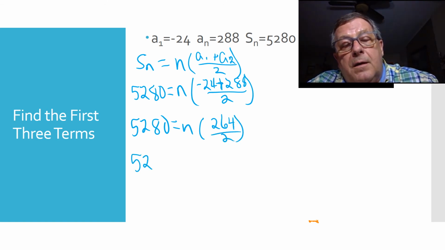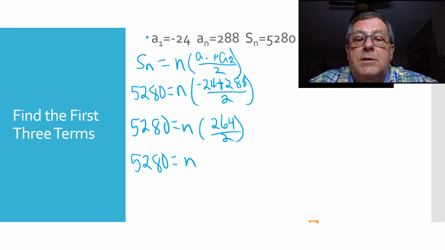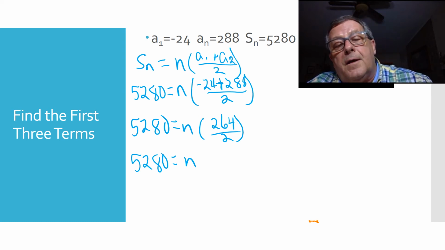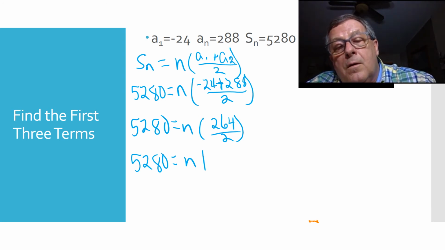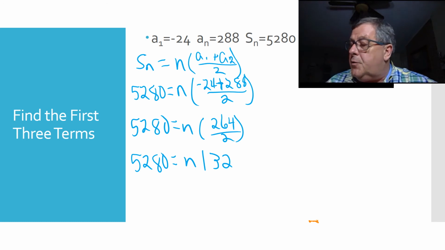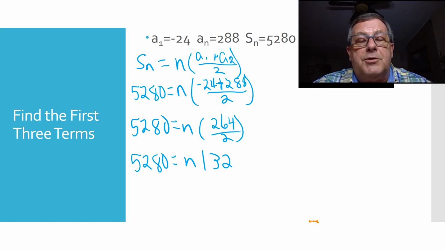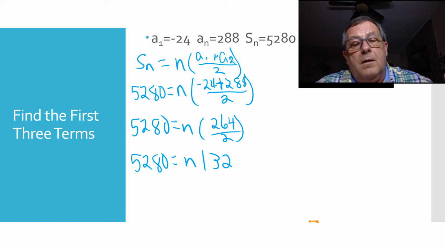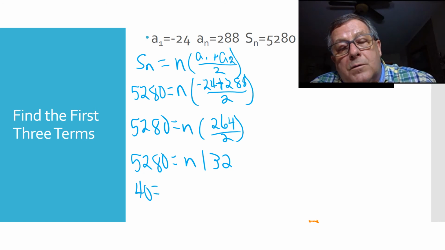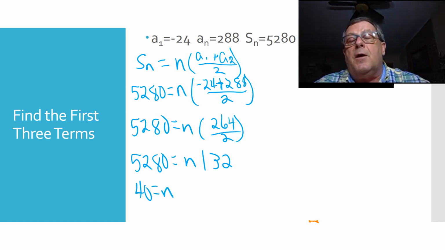And 5,280 equals n times 264 over 2. I don't really need that parentheses after I solve this. 264 over 2 is 132, so we've got 132n. We can finish off solving for n by dividing 5,280 by 132. 5,280 divided by 132 equals 40. So 40 equals n.